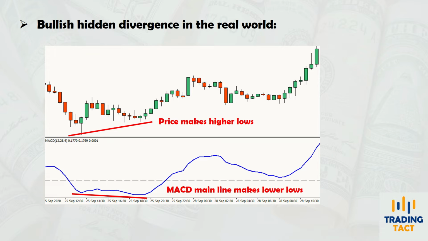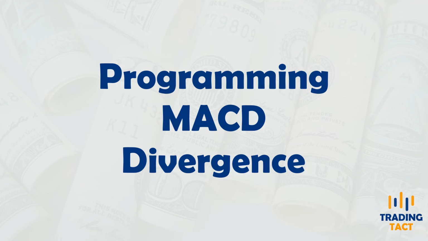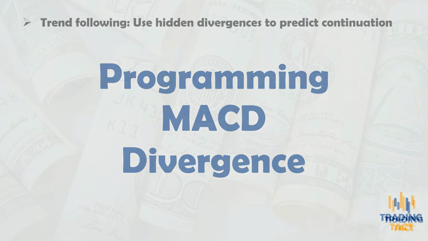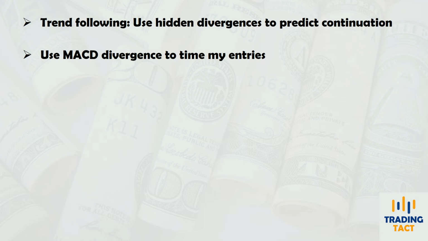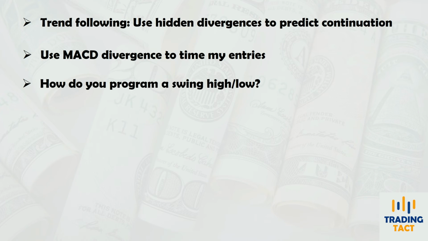Unfortunately, momentum divergences do not happen all that often, and I'm not a big fan of staring at my screen waiting for one. So I'll program a strategy that detects divergences. Since I mostly trade trend-following strategies, I'll focus on using hidden divergences to predict trend continuation. I want to trade in the direction of the long-term trend and use the MACD to time my entries. The challenge lies in programming the swing highs and lows that form the basis of divergence.